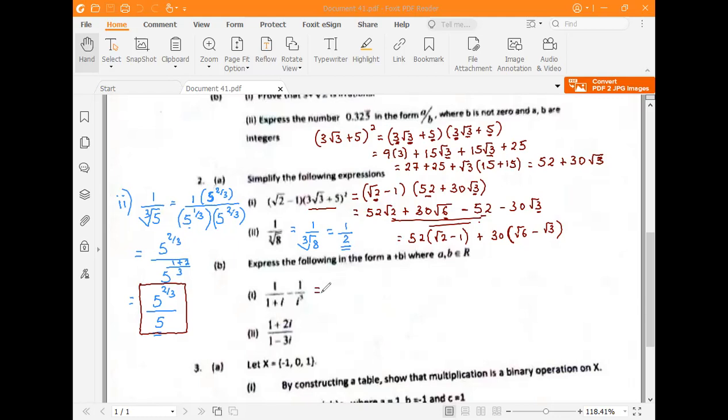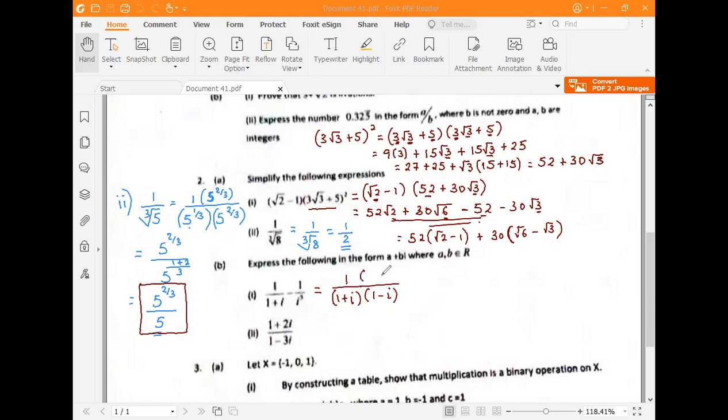Okay. Express the following in form a plus bi, where a, b are real numbers. So you can conjugate the pieces. So we have 1 over 1 plus i. You multiply it by 1 minus i. To conjugate, you multiply by the very denominator, just change the sign of the imaginary part.